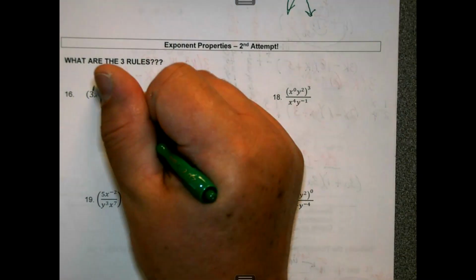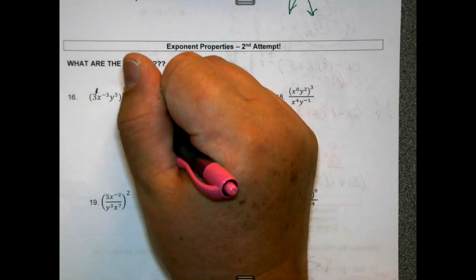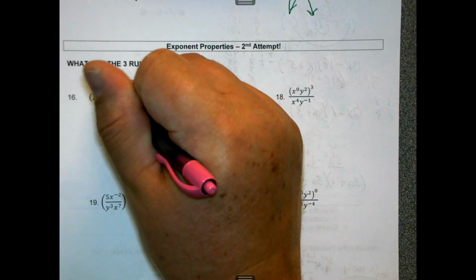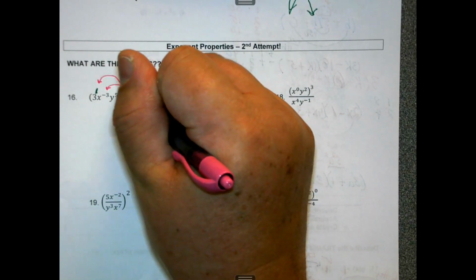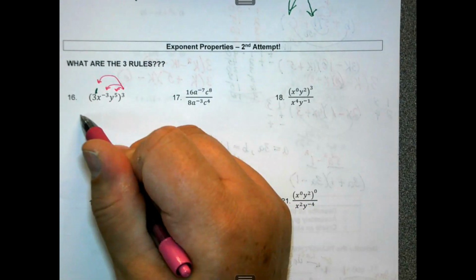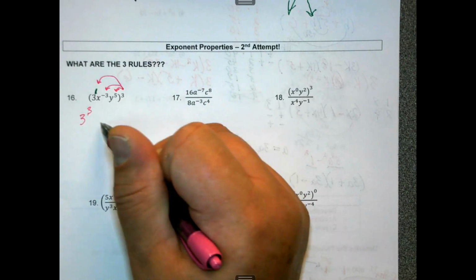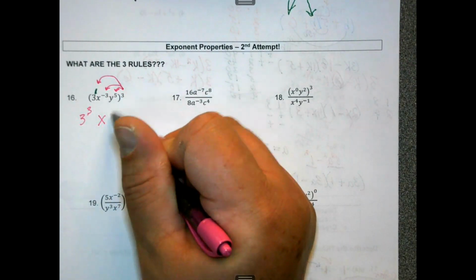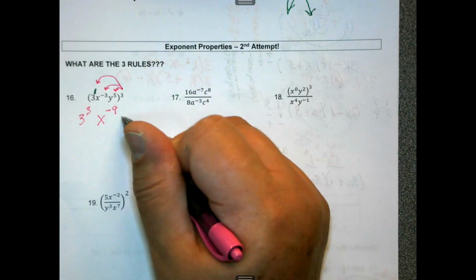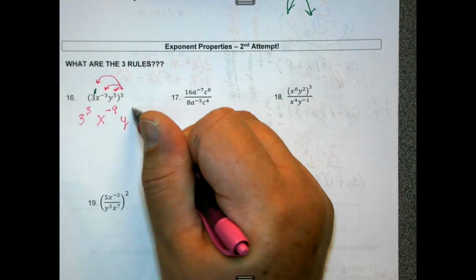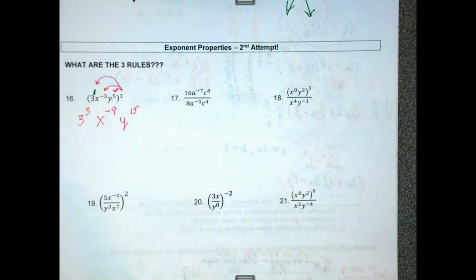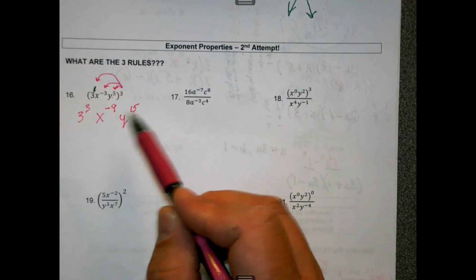Okay, I have 3 to the first, and I have an exponent outside parentheses. I have to distribute to each exponent, right? So I have 3 to the 1 times 3, which is 3. X to the negative 3 times 3 is negative 9. Then I have y to the 5 times 3, which is 15. So there's one rule, the power rule. And then we're going to combine anything.